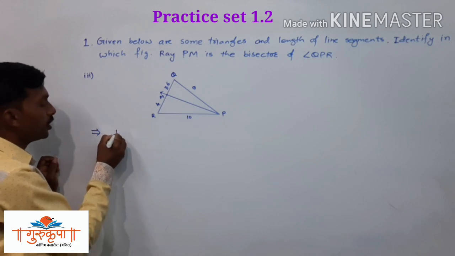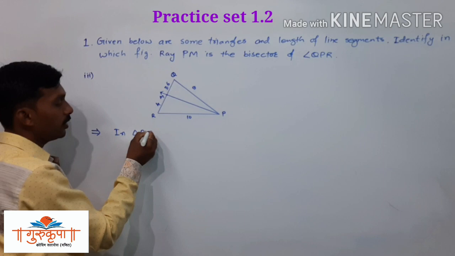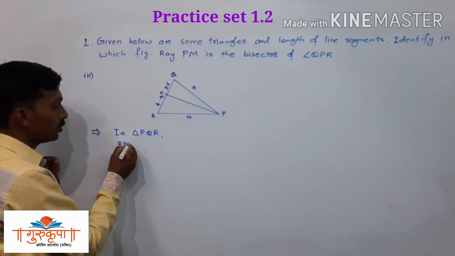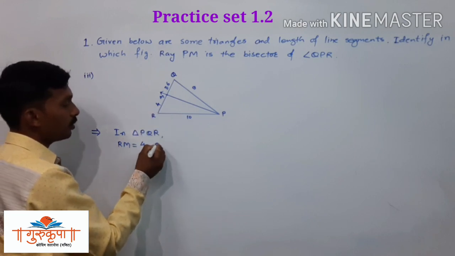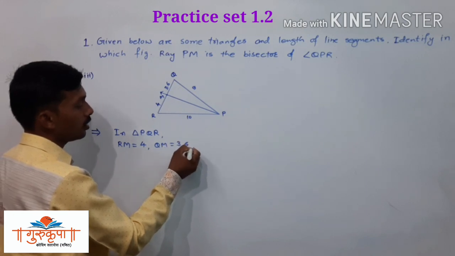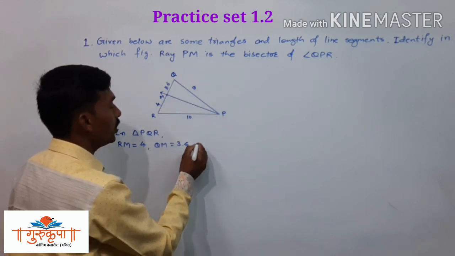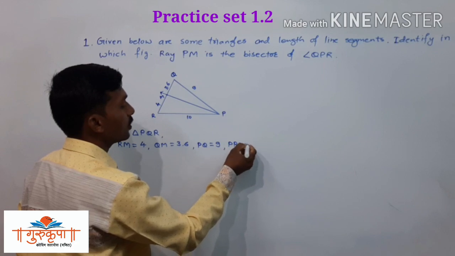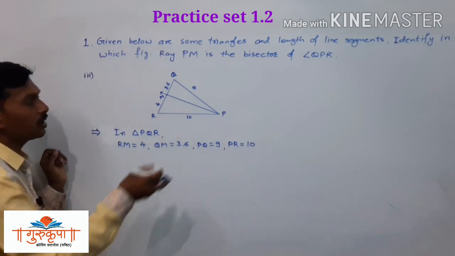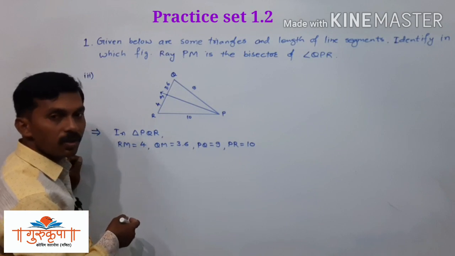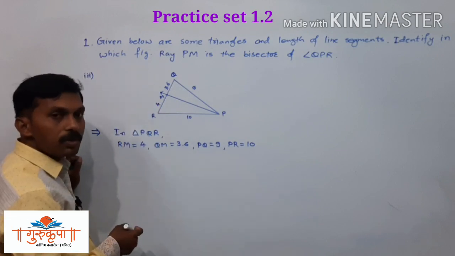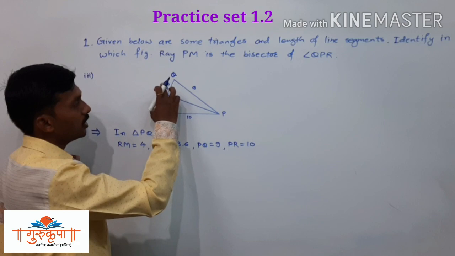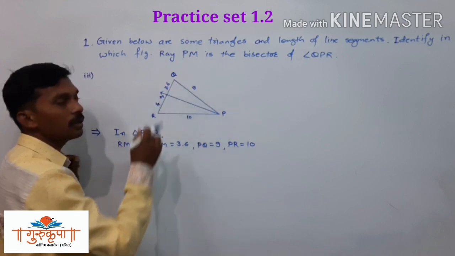In triangle PQR, it is given that RM is equal to 4, QM is equal to 3.6 units, then we have PQ is equal to 9 units, and we have PR is equal to 10 units, and we have to determine whether PM is the bisector of angle QPR or not, and we have to use here the converse of angle bisector property, since we will first find this ratio, that is RM upon QM, and then we will find PR upon PQ.